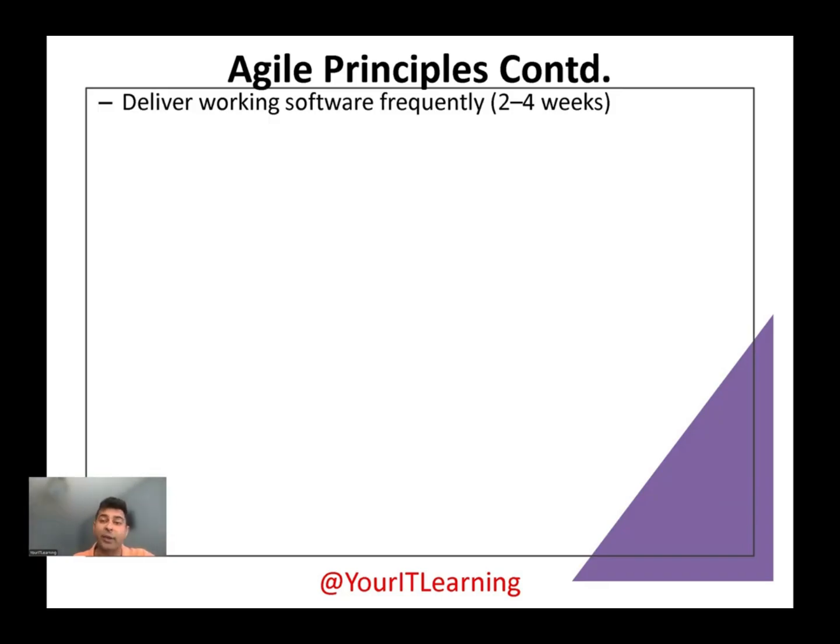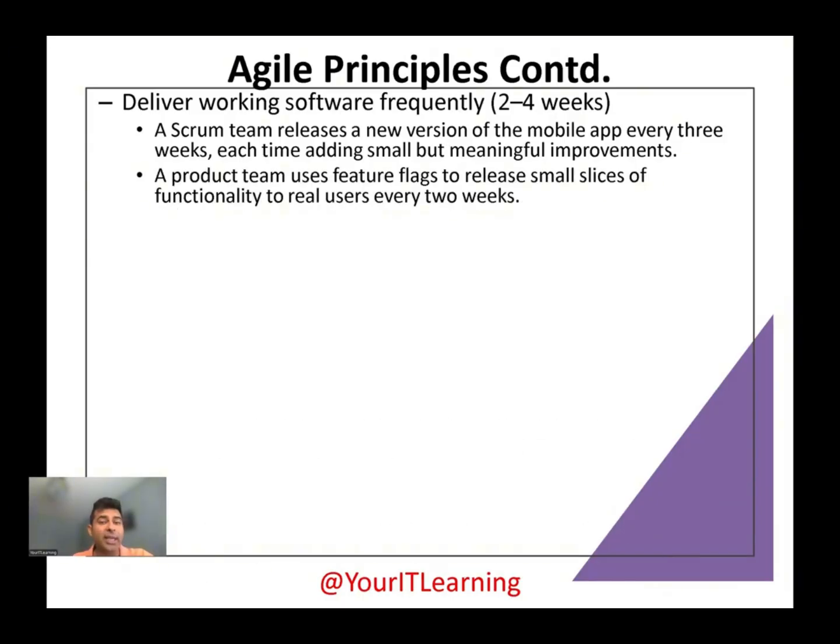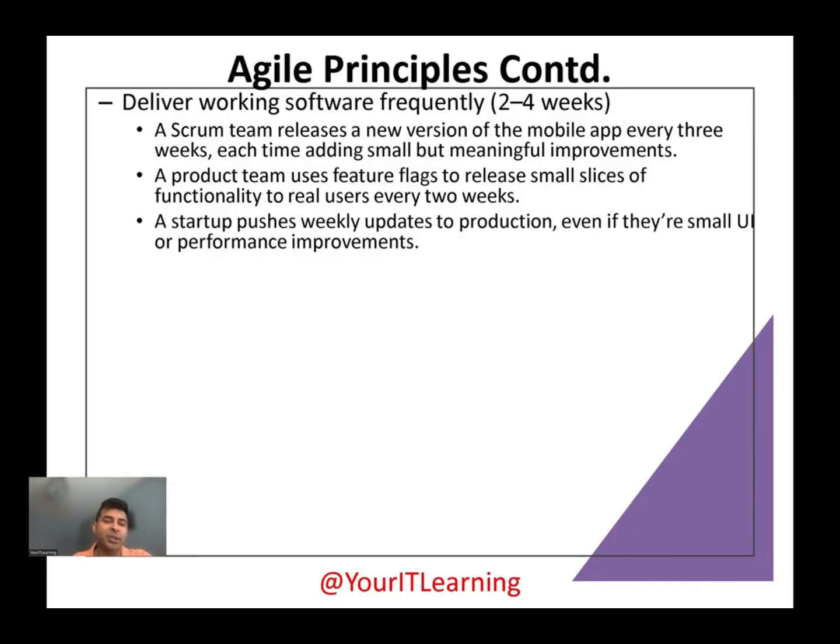Deliver working software frequently, every 2 to 4 weeks. A Scrum team releases a new version of a mobile app every 3 weeks, each time adding small but meaningful improvements. A product team uses feature flags to release small slices of functionality to real users every 2 weeks. A startup pushes weekly updates to production, even if there are only very small UI or performance improvements.